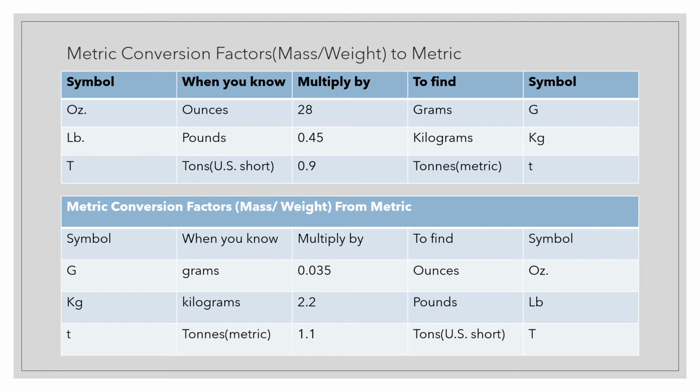We can say that for 1 ounce, that is equal to about 28 grams. Okay? Right? And when you know ounces, multiply by, okay, so it depends also. Okay, next, try the next page.